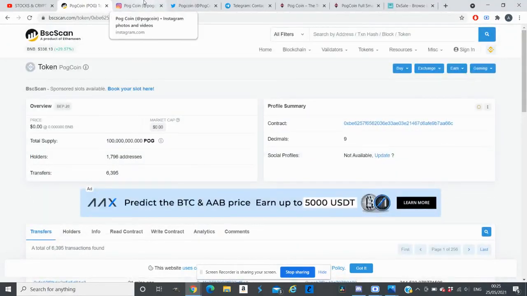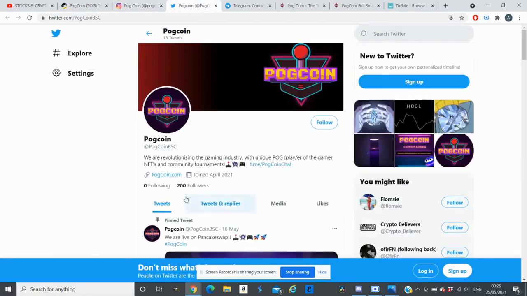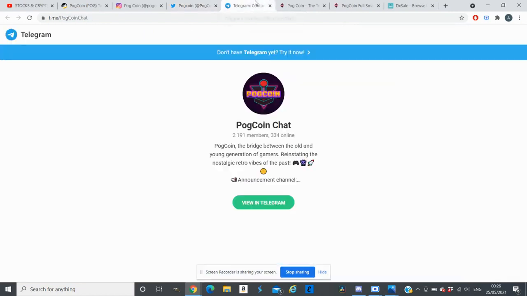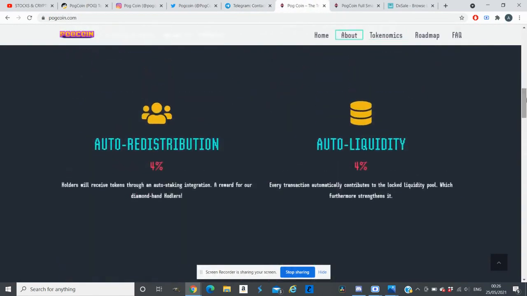And then again guys, there are a lot of fake and scam coins, so please do your own research before investing your money, as even if I do my research, you guys still have to do your own part to be on the safe side. And if we check their social media, on Instagram they have only 88 followers, on Twitter they have 200 followers, and on Telegram they have around 2100 followers. And on their website, so this is how their website looks, it's pogcoin.com.